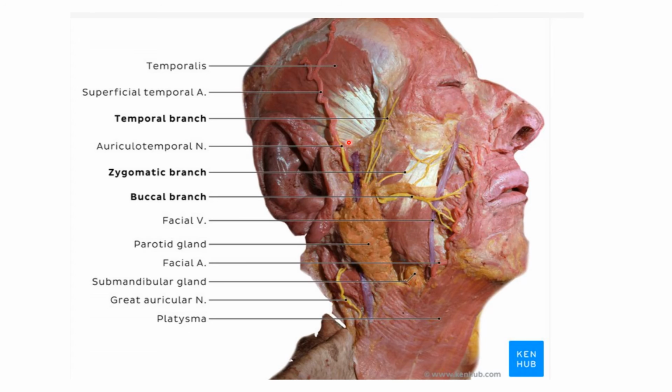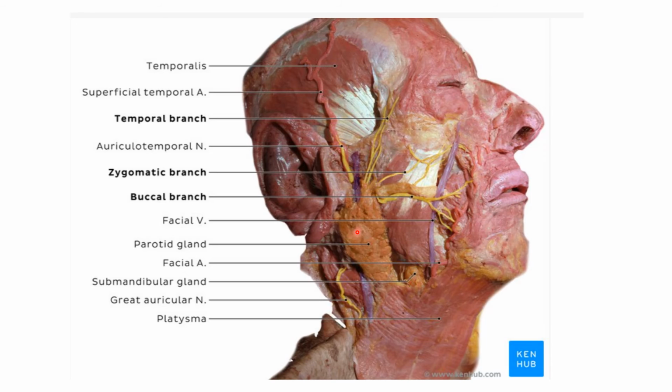There will be a temporal branch of the facial nerve. Then there will be a zygomatic branch. Then there will be a buccal branch, which in turn divides into two parts, the upper buccal branch and the lower buccal branch. And then we have the cervical branch, which I am not able to show you right now. So this is how it gives certain branches, and then it supplies the different muscles of the face.